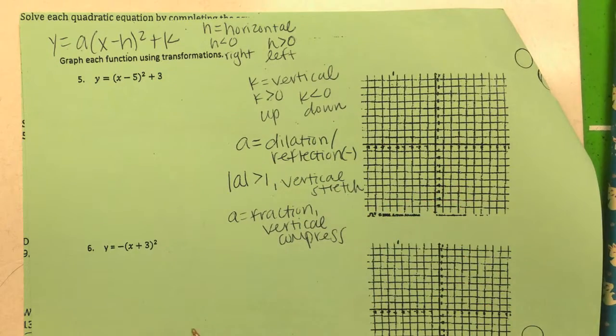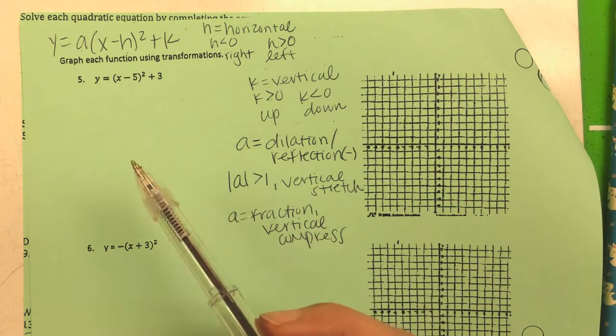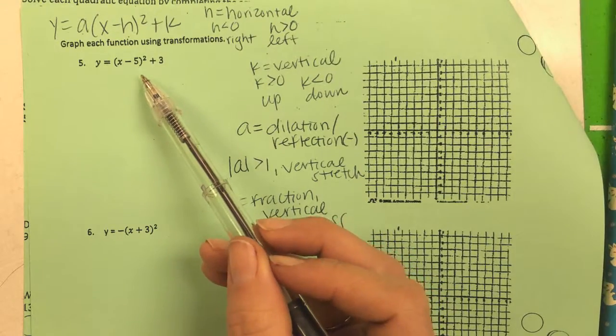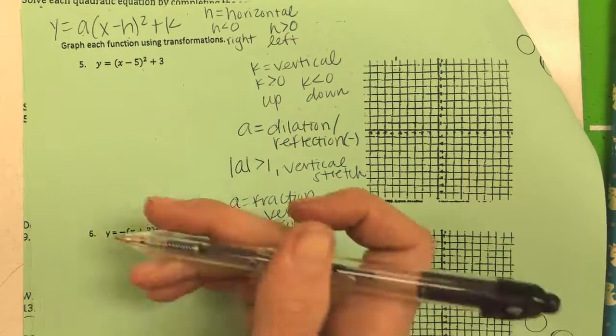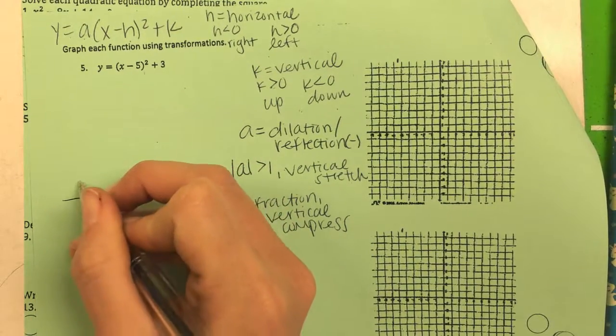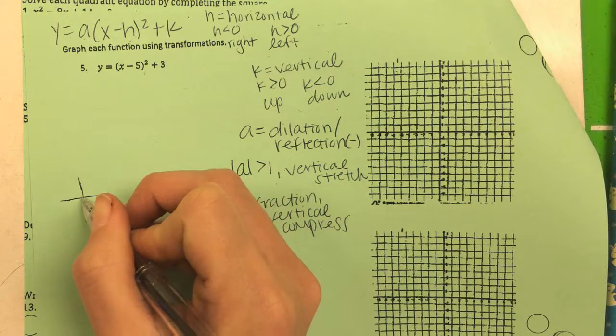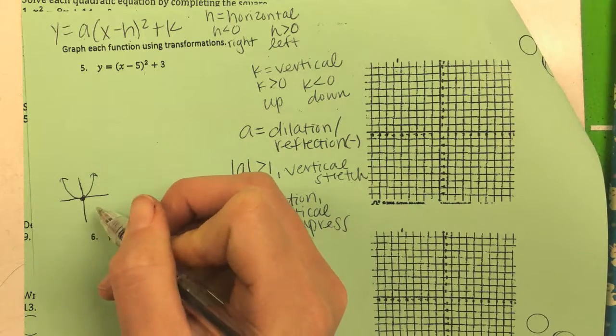Alright, and we know that this is a quadratic function because of the squared. And what type of shape do quadratic functions have? It's going to be a parabola. And where's the center, or the vertex? It's going to be at 0, 0. So this is what the parent function looks like.